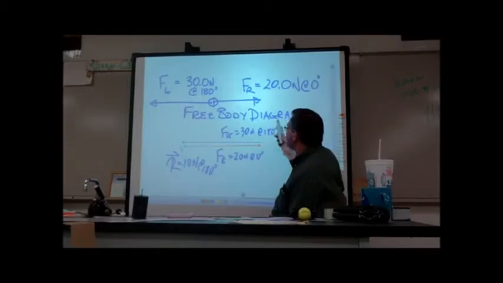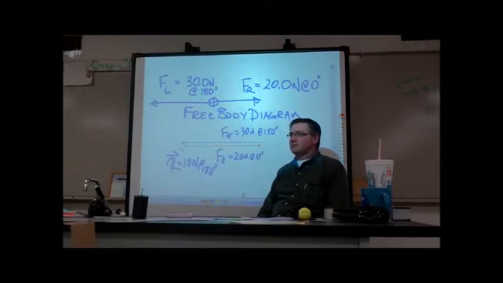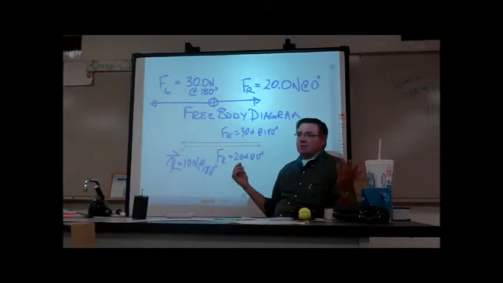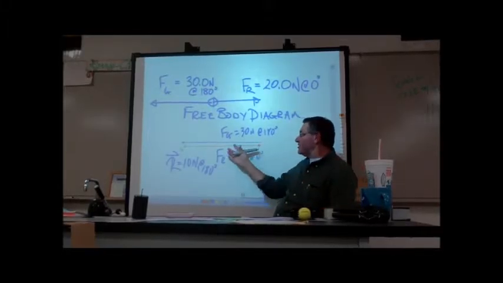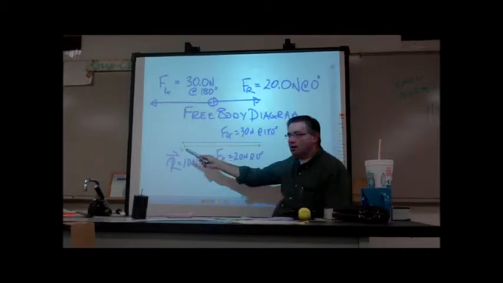Now, what if they were both pulling at 30 newtons? What would my resultant be? Yeah, there wouldn't be one. Okay, there wouldn't be a resultant. So if you end up back at the origin, that's it. Boom, you're done. Okay? So, your resultant always goes from the origin.